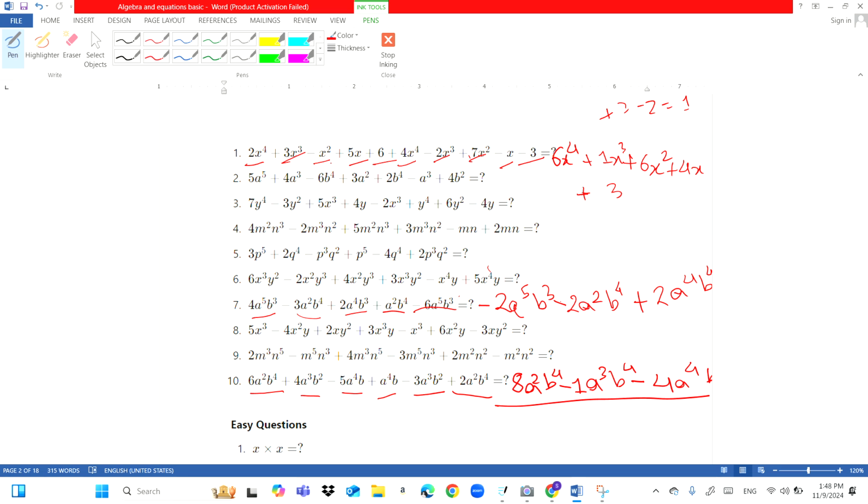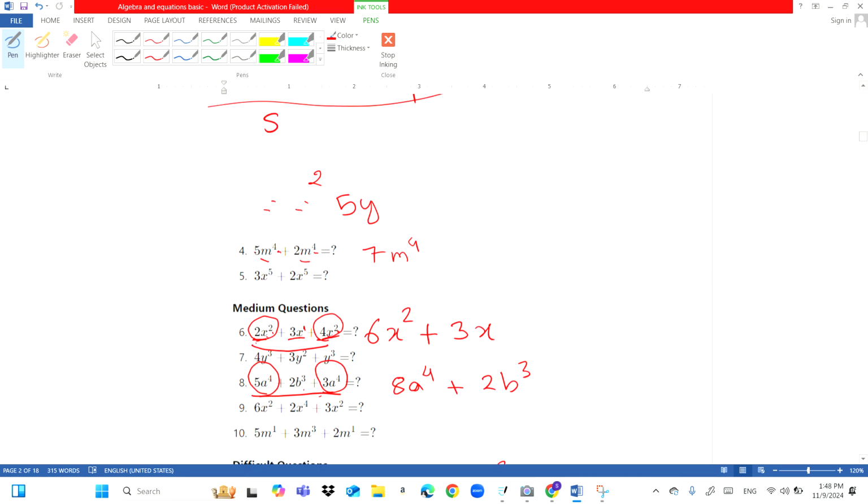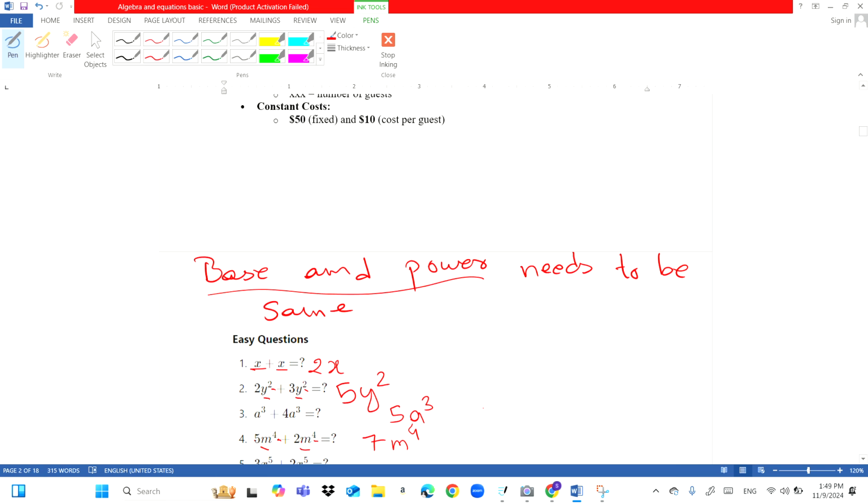Okay, so now the key rule during addition and subtraction that we need to keep in mind is that during addition and subtraction of algebraic terms, we need to have the same base and the same power. If anything is different, either the base or the power, we cannot add these terms and addition cannot be done in this case.